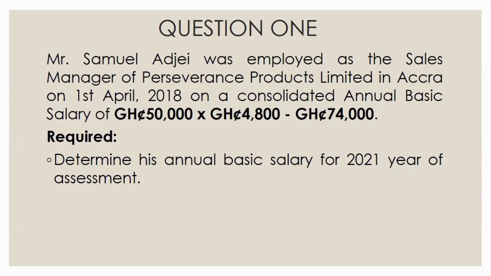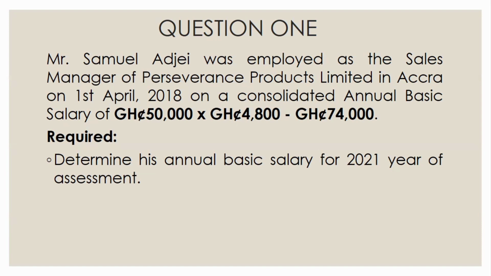Mr. Samuel Ej was employed as the sales manager of Perseverance Products Limited in Accra on 1st April 2018 on a consolidated annual basic salary of 50,000, increased by 4,800 up to a maximum of 74,000 Ghana cedi. Required: determine his annual basic salary for 2021 year of assessment.